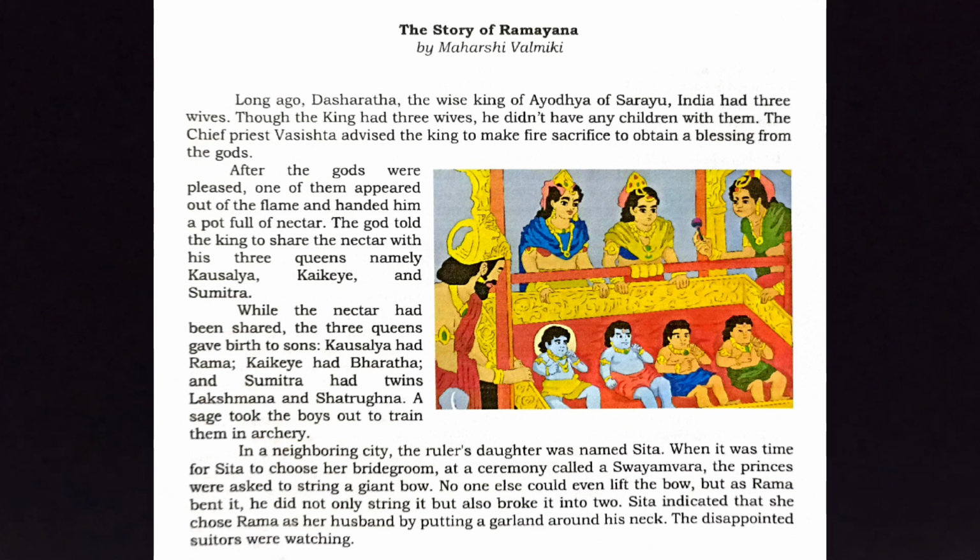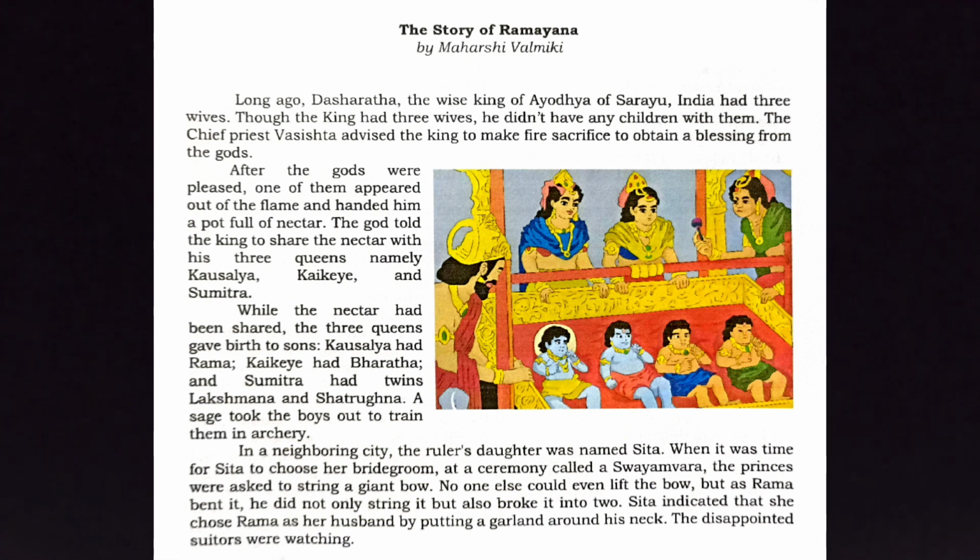Though the king had 3 wives, he didn't have any children with them. The chief priest Vasishta advised the king to make a fire sacrifice to obtain a blessing from the gods. After the gods were pleased, one of them appeared out of the flame and handed him a pot full of nectar. The god told the king to share the nectar with his 3 queens, namely Kausalya, Kaikeyi, and Sumitra.